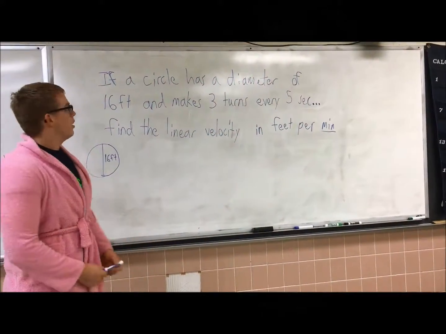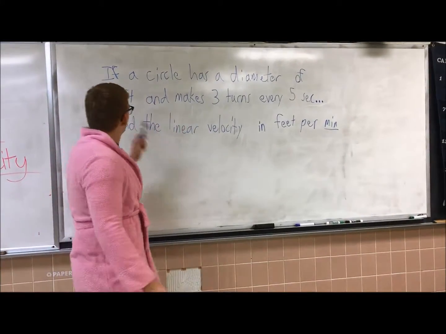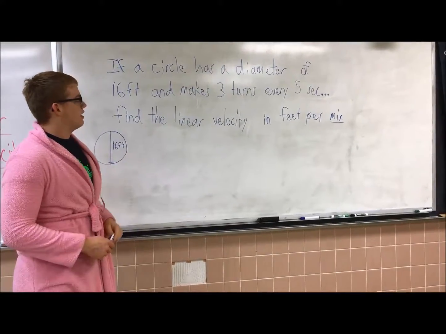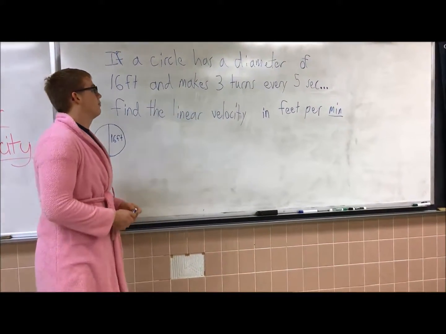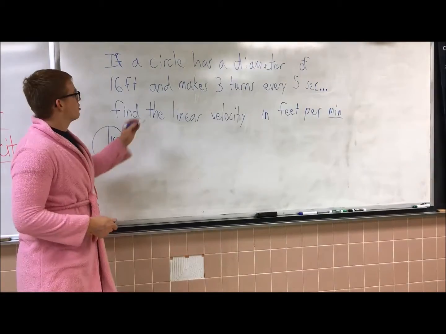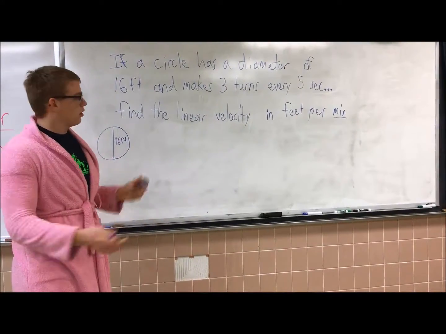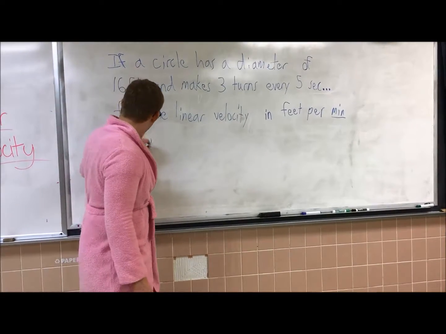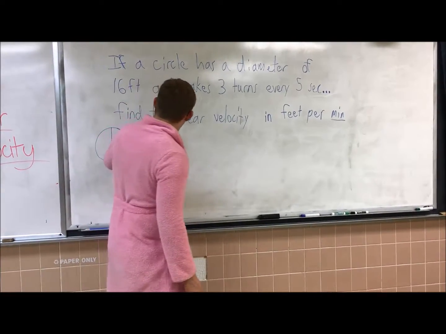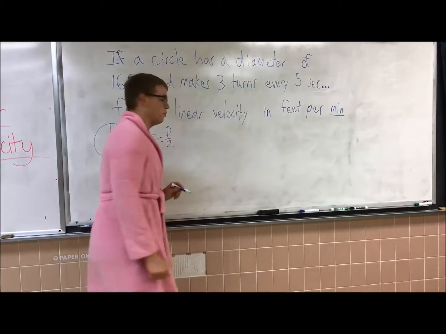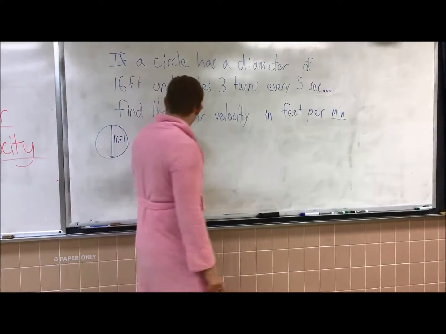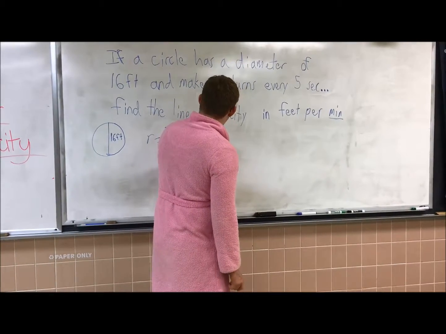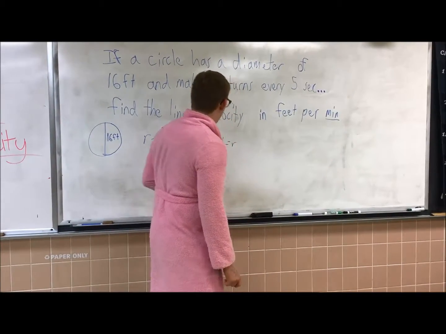Our next problem: if a circle has a diameter of 16 feet and makes 3 turns every 5 seconds, find the linear velocity in feet per minute. So we're going to have to do some converting here. First we need to find our radius, because that is what our equation calls for. To find r, we take the diameter divided by 2. 16 divided by 2 equals 8. So our radius is 8 feet.